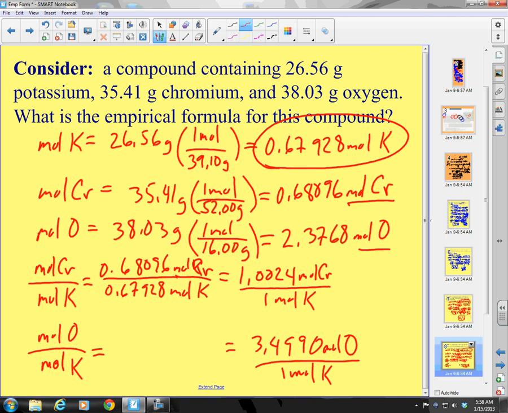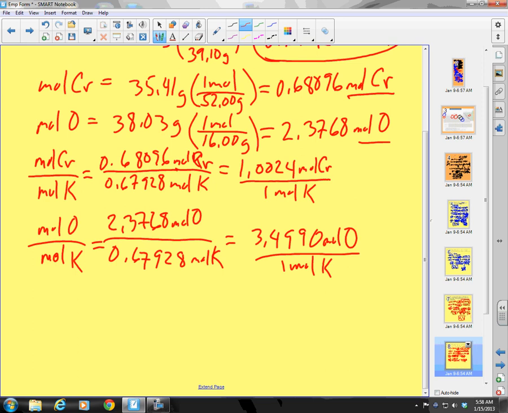Maybe I should put in the numbers here. 2.3768 moles of oxygen over what? 0.67928 moles of potassium. See? Good. Now, is this close enough to say this is 1 mole of chromium per 1 mole of potassium? Sure is. That's certainly close enough to round. What about this? Can I round this to 4 to 1? No. Can I round it to 3 to 1? No. So what does that mean I need to do?